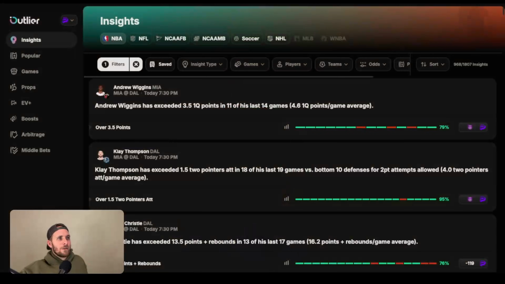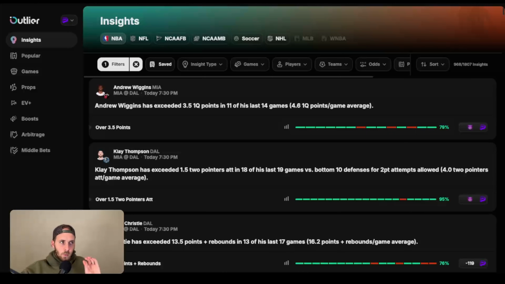If you actually want a place to start your research, then I highly recommend looking at the Insights tab. This is going to give you more real information rather than someone saying, hey, I actually kind of like this pick. So as you can see here, this Andrew Wiggins play, it says he's exceeded 3.5 first quarter points in 11 out of his last 14 games. But then you can even see a play like this Klay Thompson where it's saying that he's exceeded 1.5 2-point attempts in 18 out of his last 19 games versus bottom 10 defenses for 2-point attempts allowed. So this is already giving you so much more context than just the popular picks.